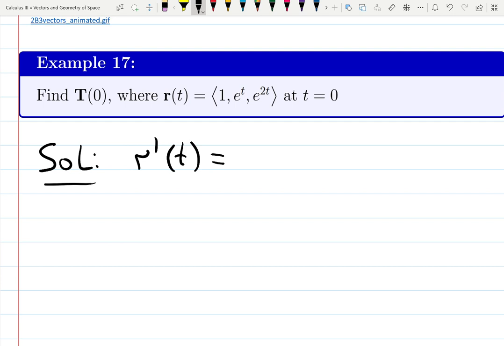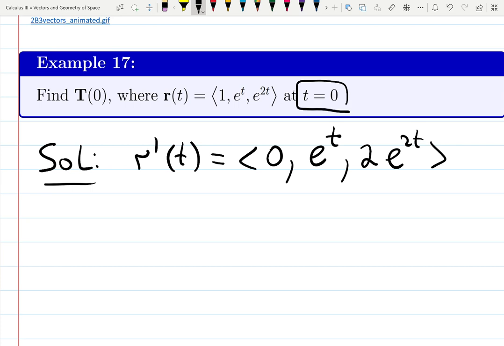So r prime is 0, derivative of 1. e to the t gives you e to the t, and then 2 e to the 2t with chain rule. Two ways of doing it now. Either you divide by the size of it, or maybe just don't do it and right away plug in 0, because that's going to be easier. If you remember, the magnitude of the vector has a square root in it, and you don't want to work with exponential functions and square roots, too annoying.